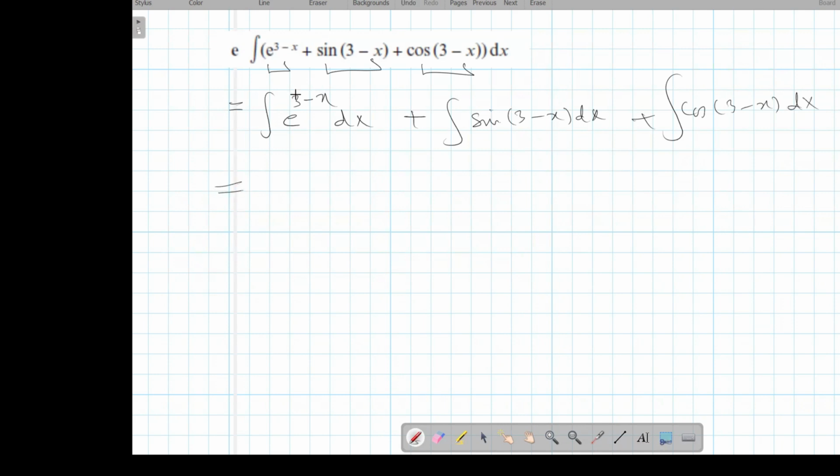So what is the antiderivative of e to the power function? What is the function in the power? 3 minus x. What is the derivative of 3 minus x? 1. So you can just leave it. No, no, no. What is the derivative of 3 minus x? It's not 1.